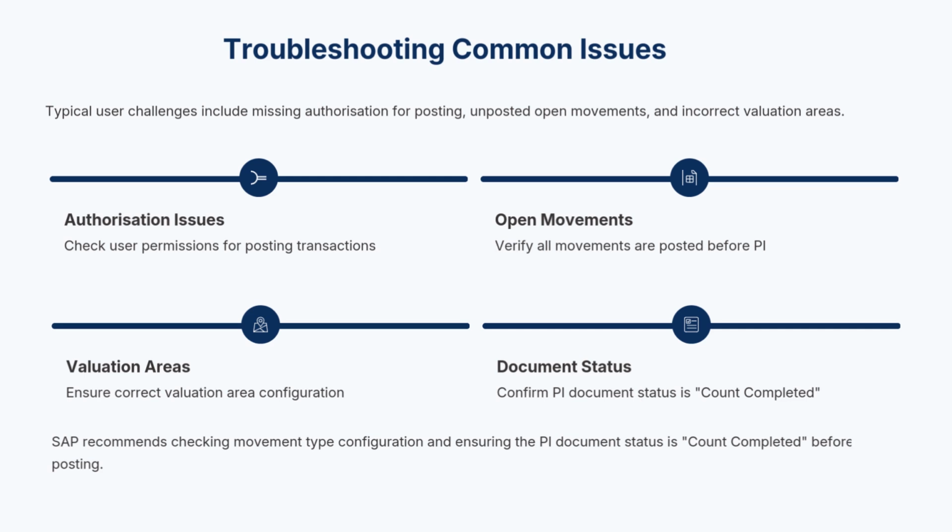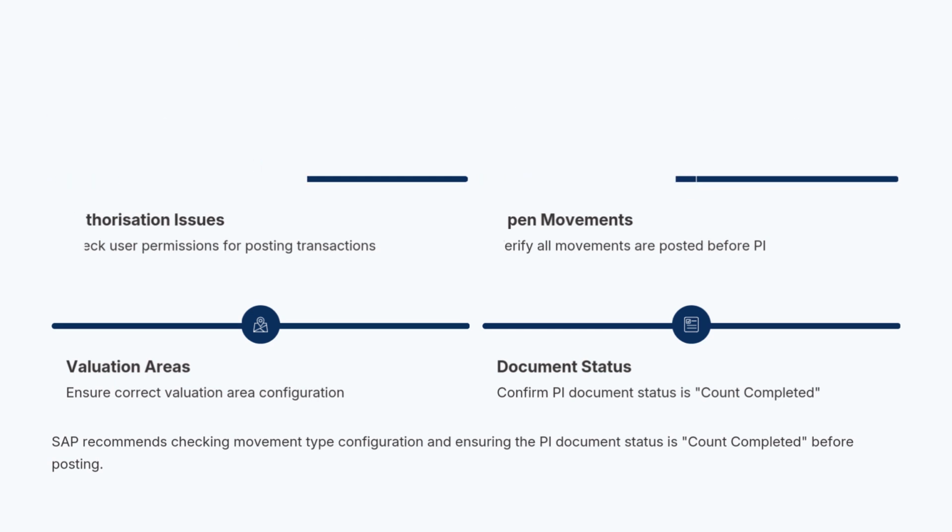Troubleshooting common issues. Common system issues include missing user authorizations, incomplete document counts, or open goods movements. Ensure the document status is count completed before posting. If valuation mismatches appear, verify your account determination mapping under OBIC. Regular monitoring prevents rework and data inconsistency.